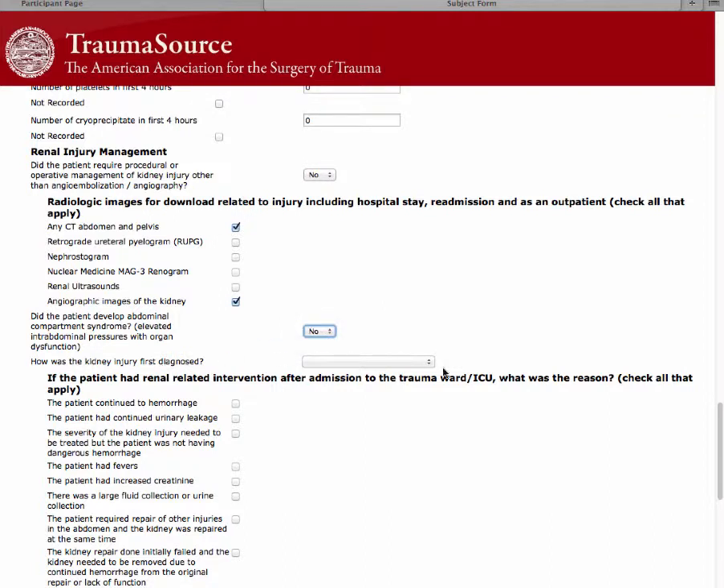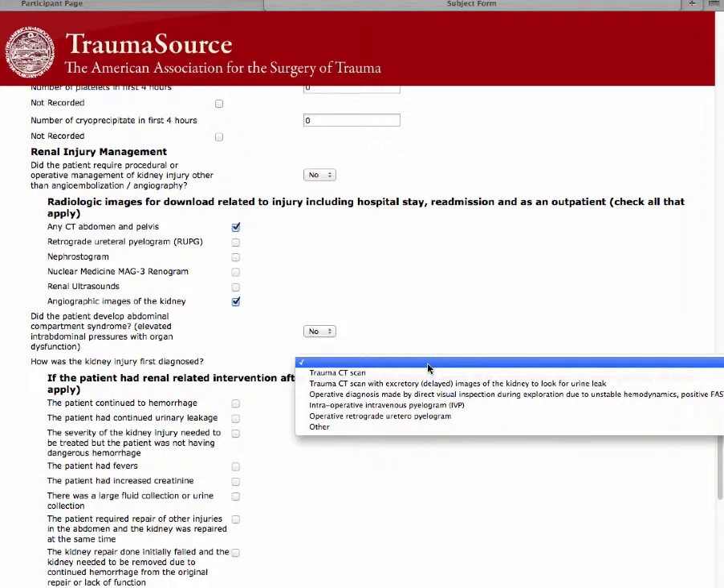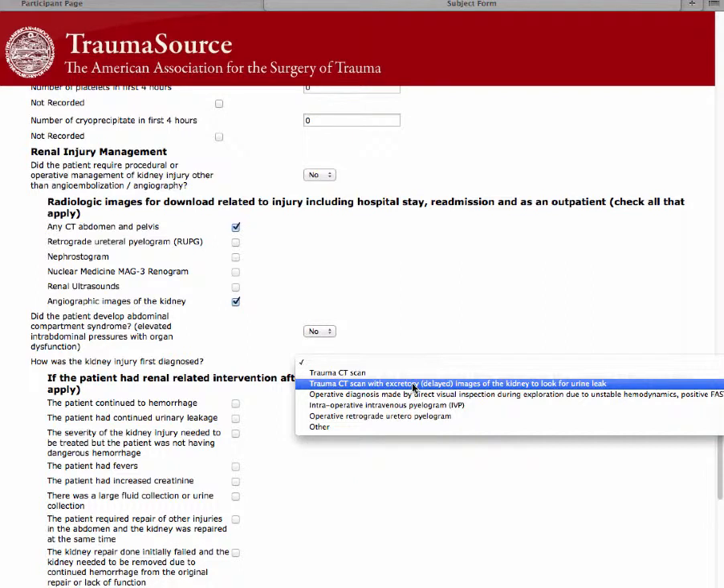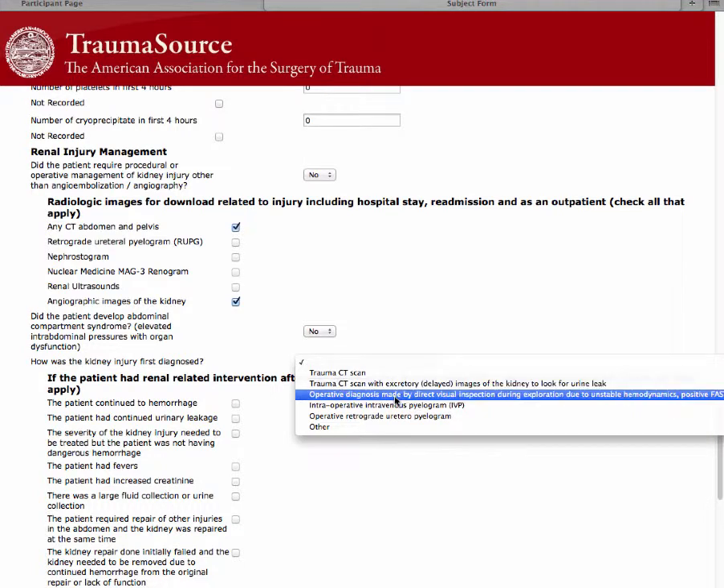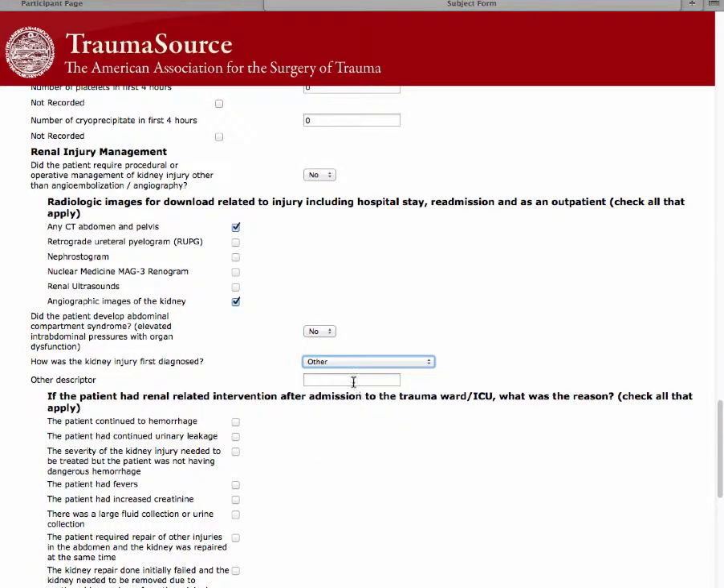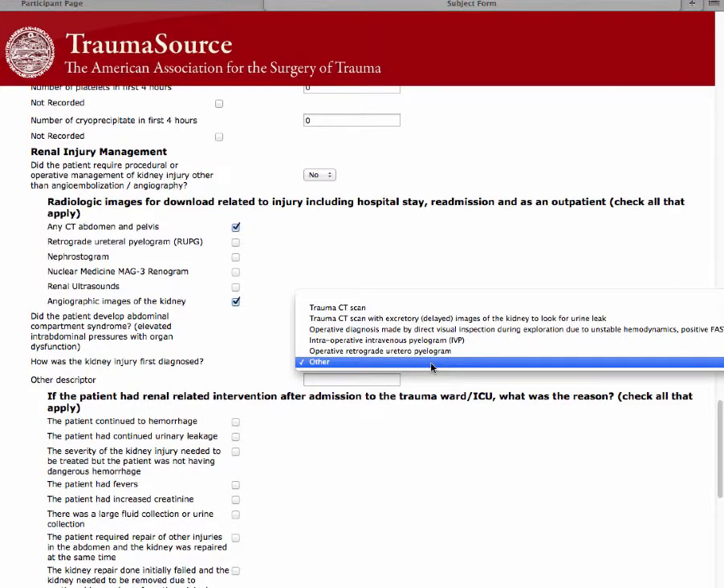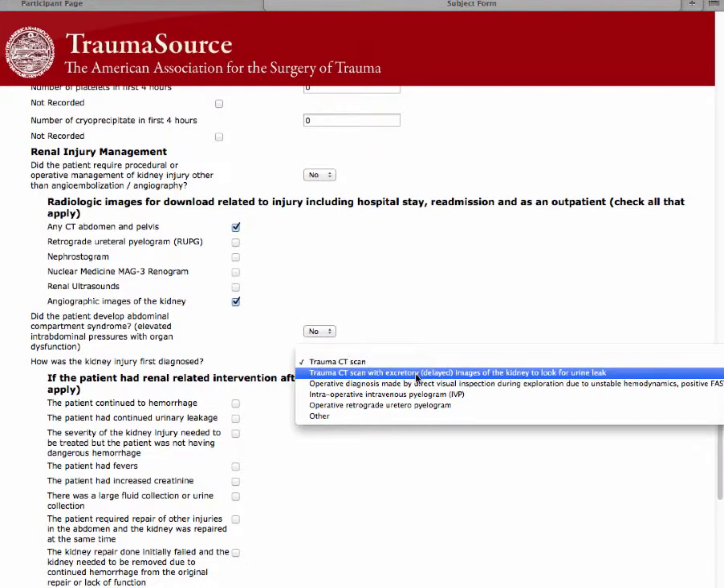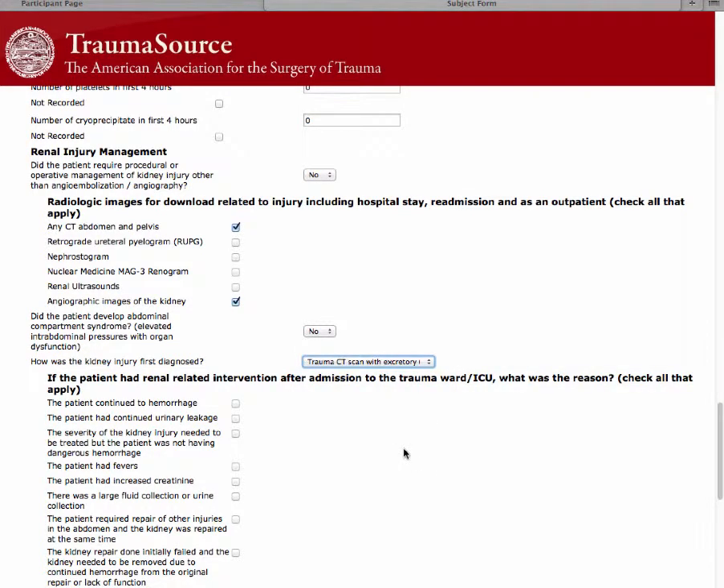How was the kidney injury first diagnosed? This was diagnosed based on a trauma CT scan with excretory delayed images to look for urine leak. And this gets to the point of whether the patients underwent this trauma scan with excretory images or whether they were subsequently done. And these are the choices. You can always check other and put in a descriptor if those choices don't capture how the diagnosis was made. In this case, we did a trauma CT scan with excretory images as the initial imaging protocol.